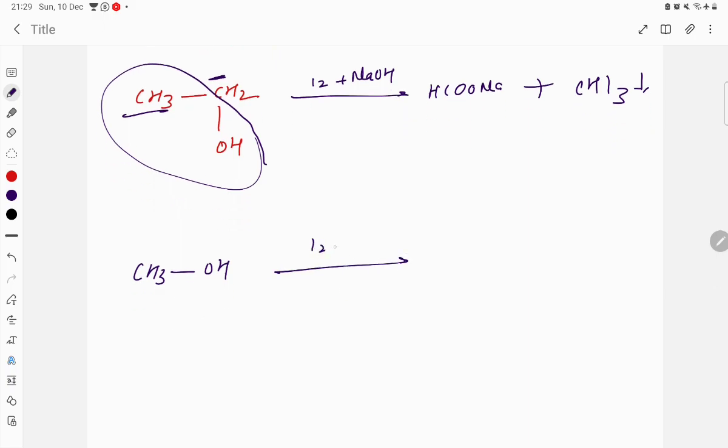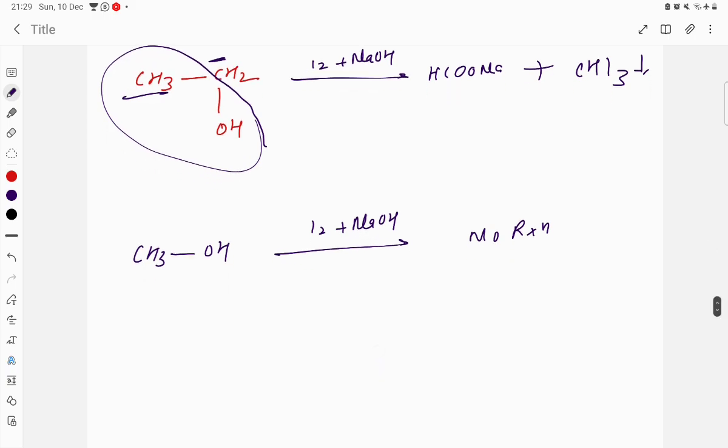If you are treating with I2 plus NaOH, there is no reaction, student, because there is no methyl keto group, so this will not give the test. Now let us move on to some more problems that you may be looking for.